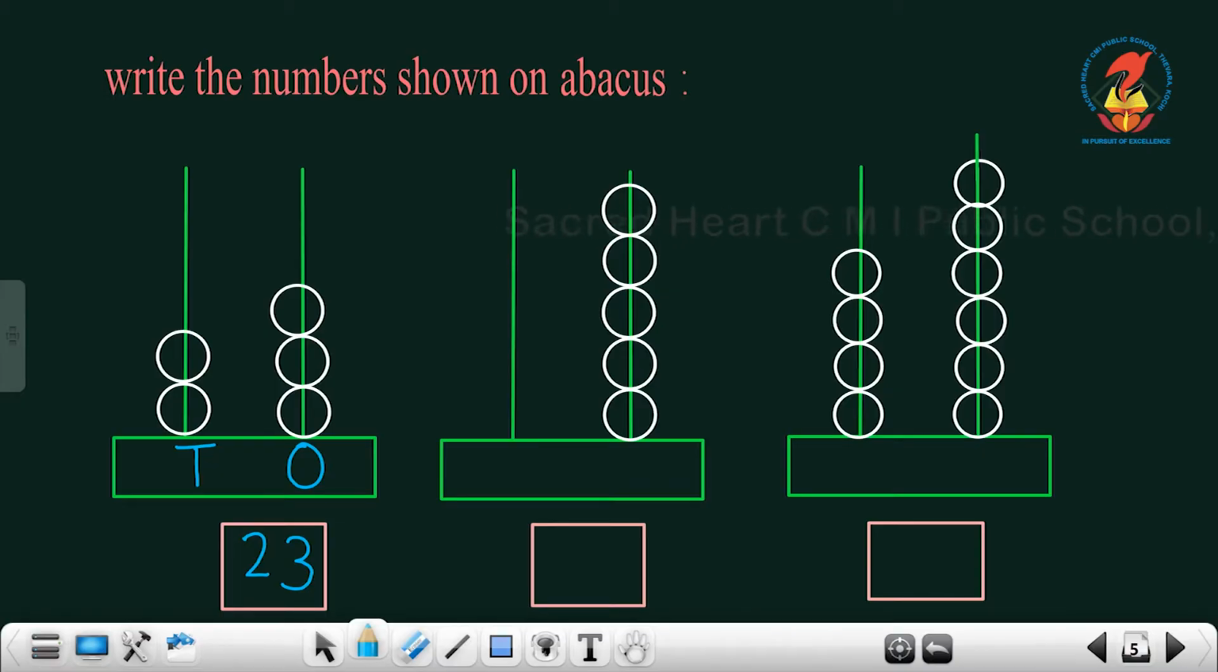Children, we will mark the place values. This is the ones place and this is the tens place. Okay, now let's count how many beads are there on ones place. How many beads are there? Let's count. 1, 2, 3, 4, 5 beads are there on ones place. So at ones place we will write 5.